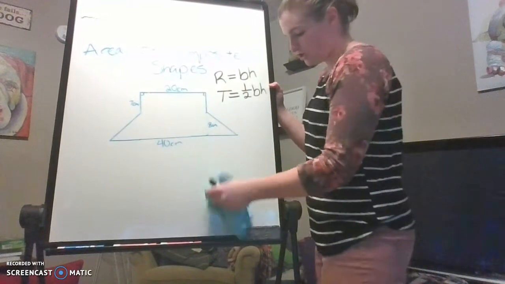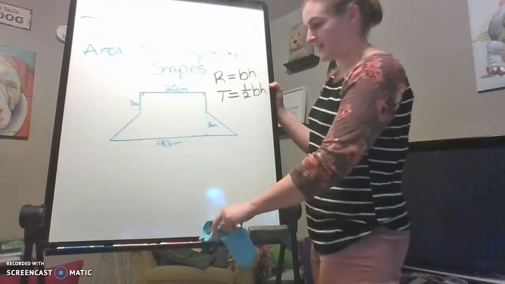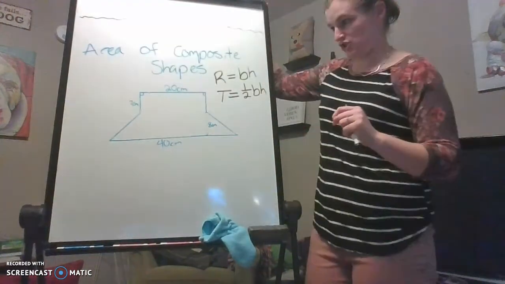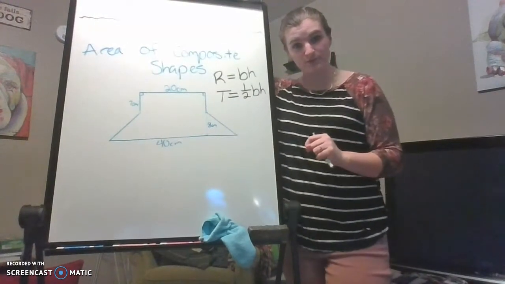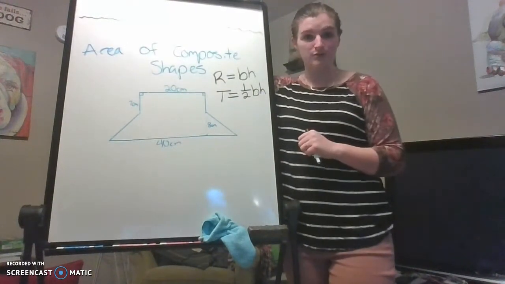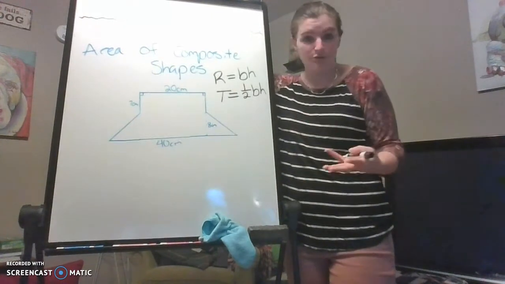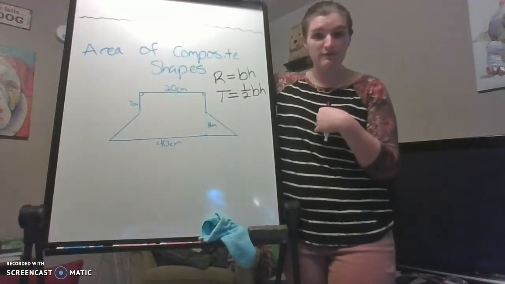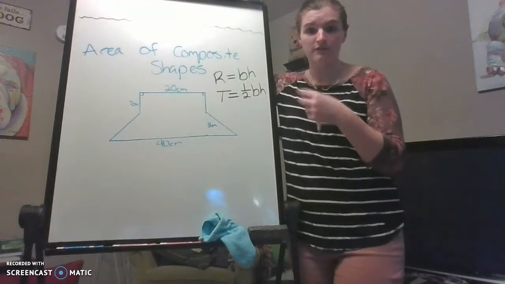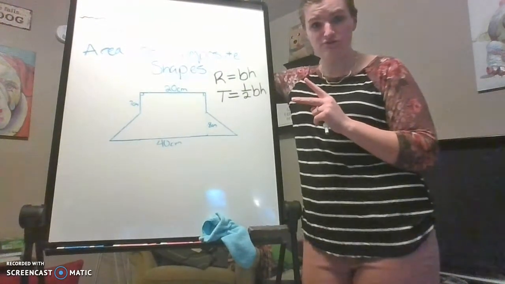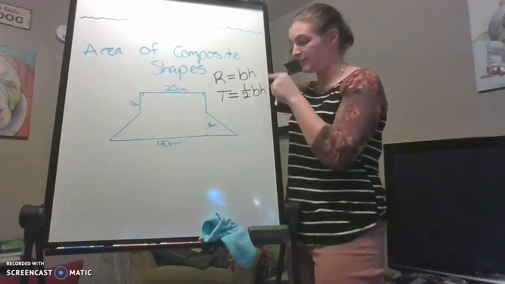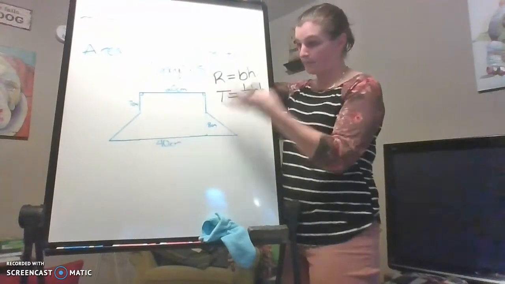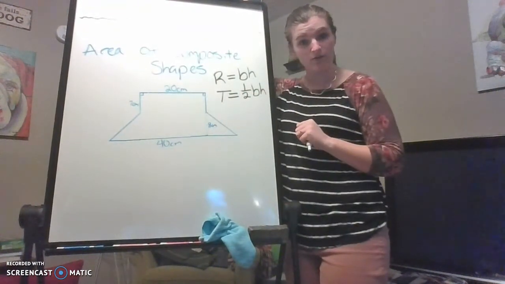Okay. So we're going to find the area of this composite shape. The first thing we do is break it down into 2 or 3 different shapes that we feel comfortable finding the area of. Since the 2 things that I feel comfortable finding area of is rectangles and triangles, I'm going to break this down into rectangles and triangles.